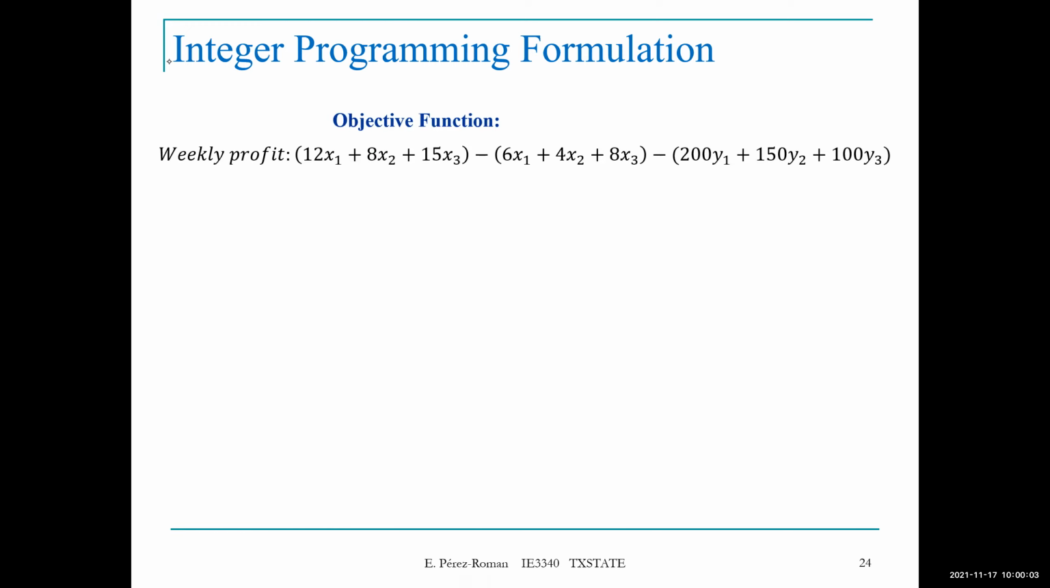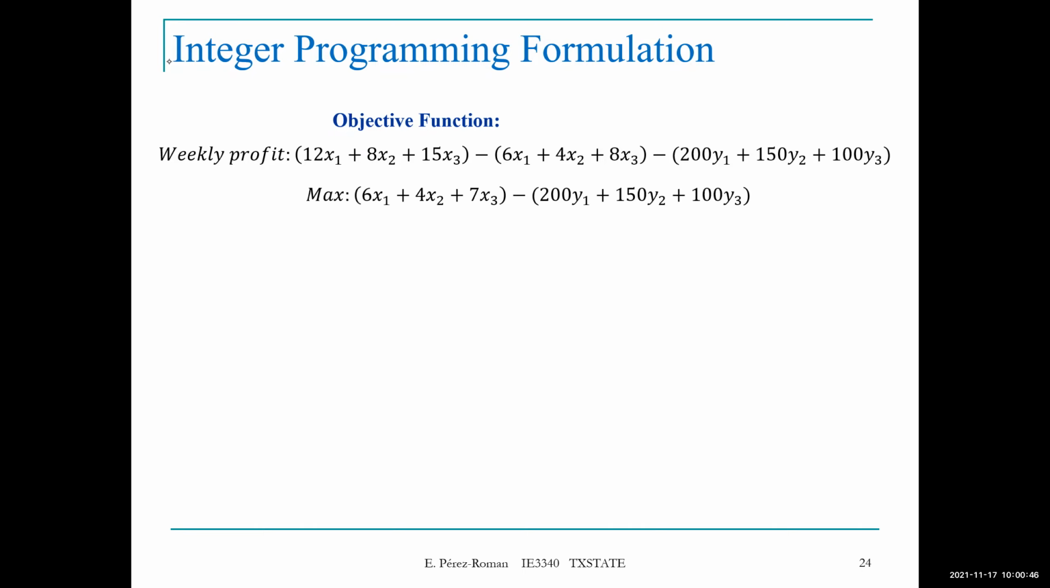So our objective function is going to look like this. We have a profit that we are making, the money that we are making by selling the products, $12, $8, $15. And then we have the variable cost of producing those items, $6, $4, and $8. And then we also have a cost associated with renting the machines, $200, $150, and $100 for product type 3. So our objective function is going to be that equation right there, which has a combination of x and y.